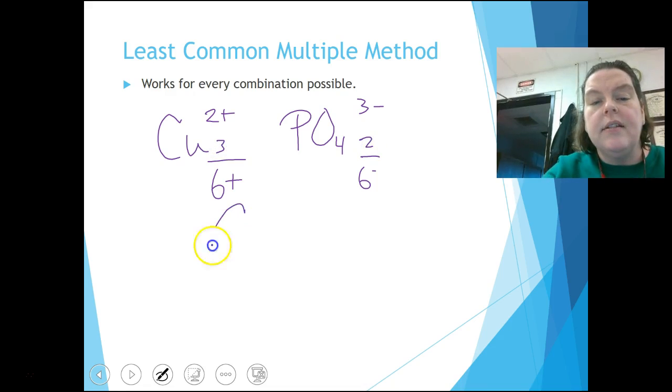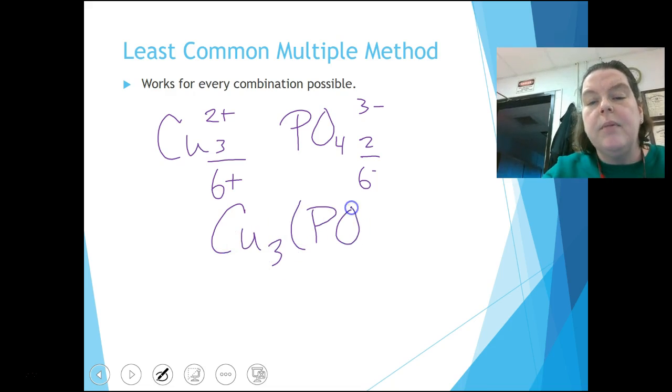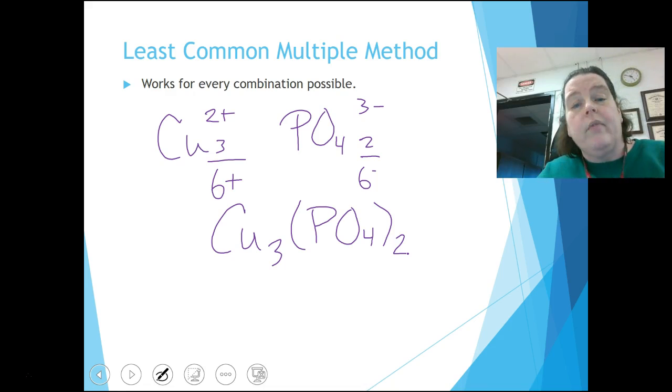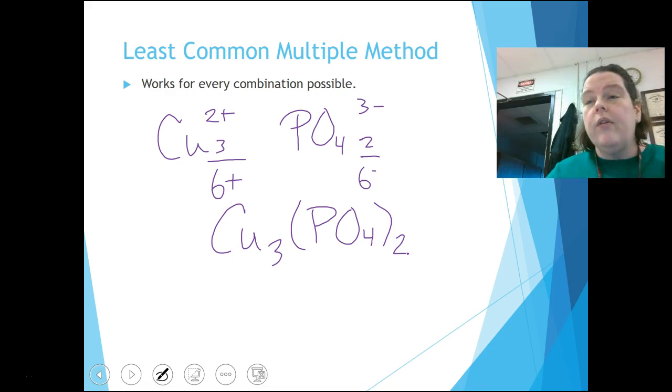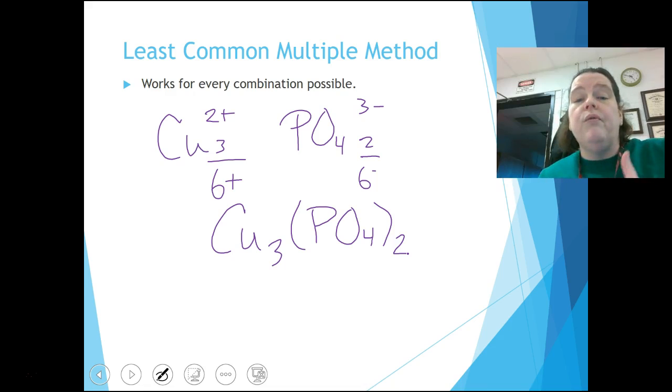So that means I have Cu3. PO4, remember, has to be in parentheses again because it's a group. I've got to apply the 2 to all of the group. And what that means is I have 2 phosphorus and 8 oxygen. Okay? And again, we already know the name of this. This is copper(II) phosphate or cupric phosphate.